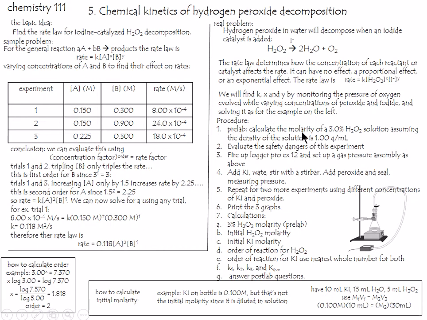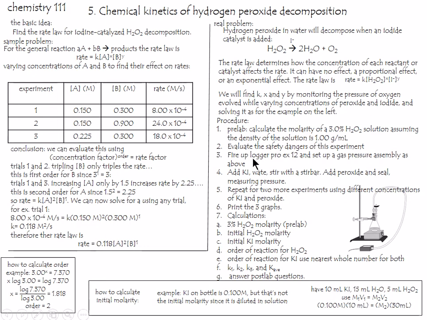In the pre-lab, we'll do the molarity of a 3% hydrogen peroxide solution, assuming the solution is 1 gram per mil. I'm going to let you do that on your own. We'll evaluate the safety dangers of this experiment. In the quiz you take at the beginning of class, I expect you to give me a nice analysis of the safety factors for this lab.